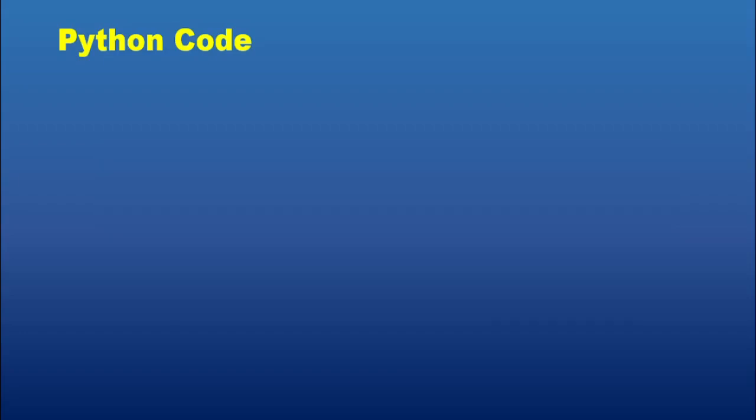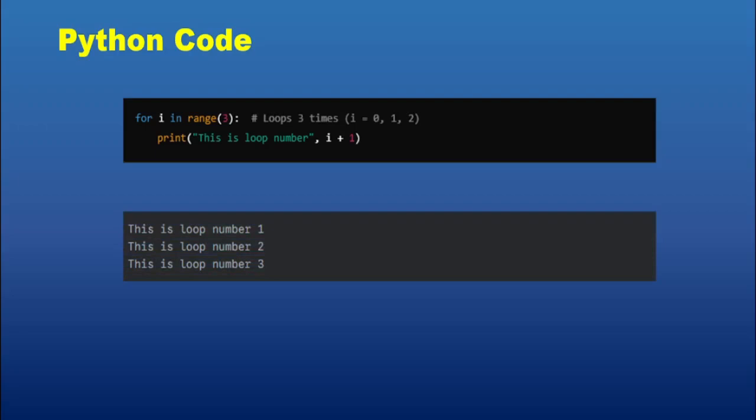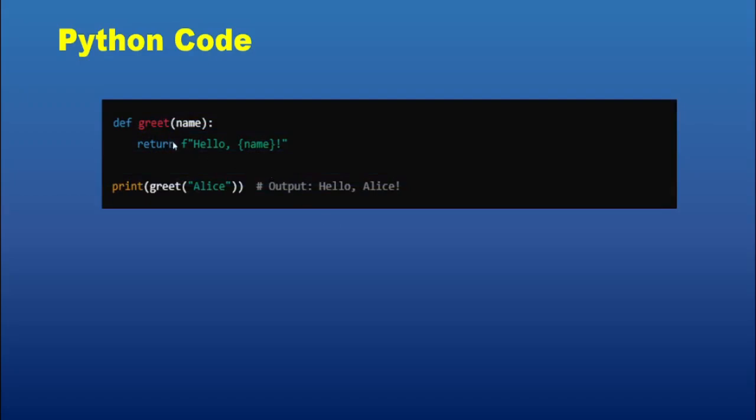Control structures. Control structures, like loops and conditionals, help you decide what the program should do based on certain conditions. For example, here is a loop code that prints number 1, then number 2, then number 3. Functions. A function is a reusable block of code that performs a specific task. This is a simple function that prints hello, plus any name written in the quotation marks. Functions help you avoid repeating the same code over and over.